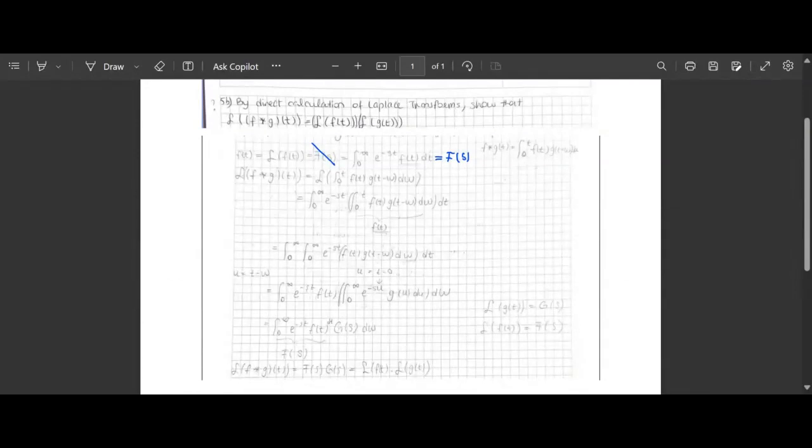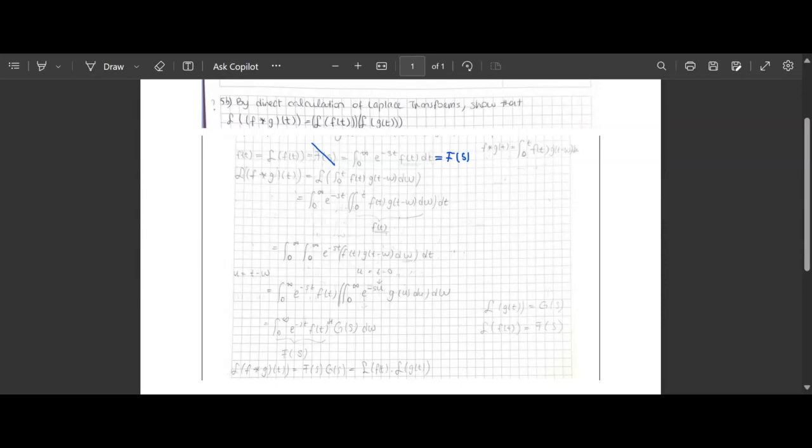Yeah. Okay, so I'm presenting question 5B from homework 21. I'm just going to prove that the Laplace of the convolution of any two functions is equal to the product of the Laplace of f of t and the Laplace of g of t. And I just realized that while writing the definition for the convolution theorem, this should be w, not t. I just want to point that out.